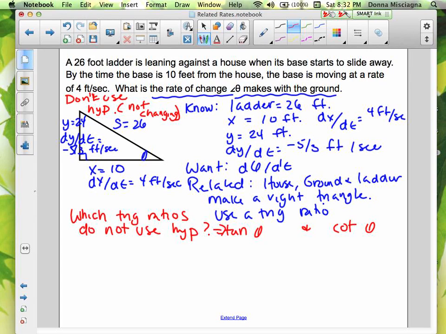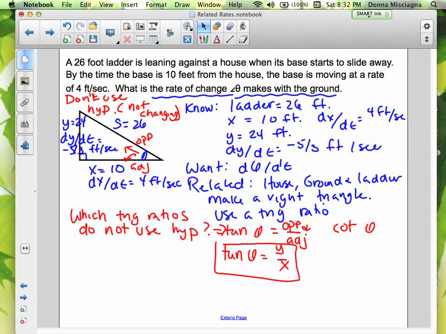Let's use tangent. Okay, I think that would be easier. So tangent theta is opposite over adjacent. In this case, the opposite is y, and the adjacent is x. Right? So that one's opposite. This one here is adjacent. So that means that tangent theta is y over x. And now we have the equation to use.